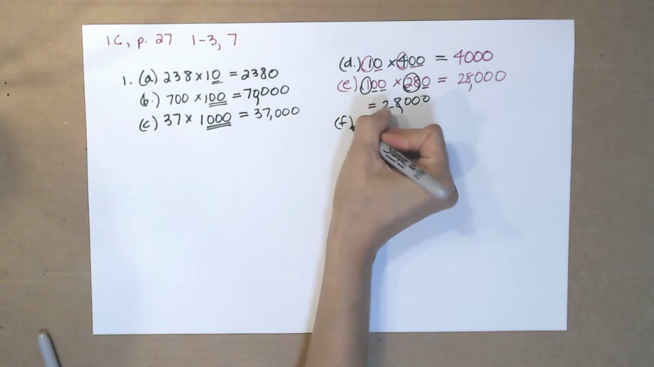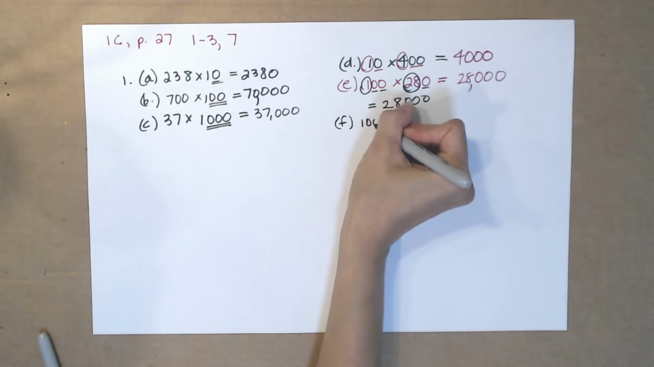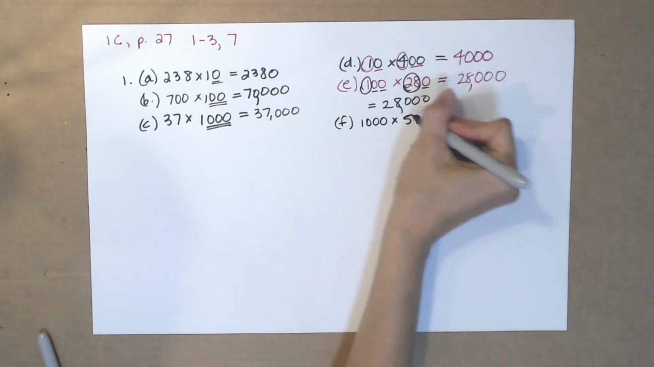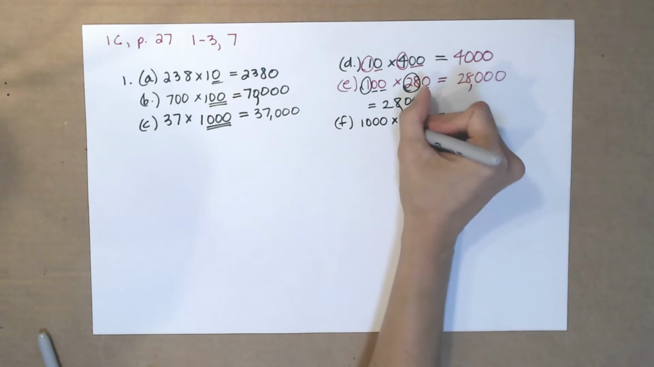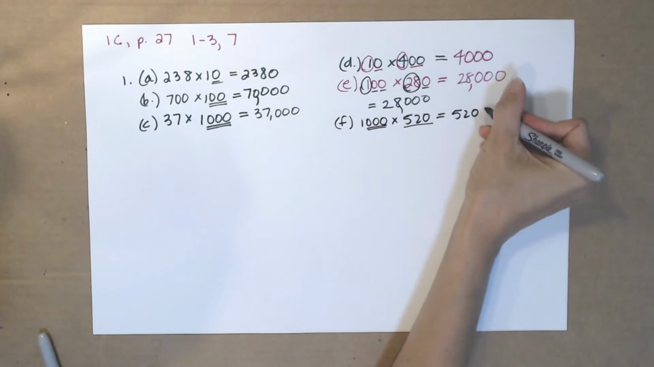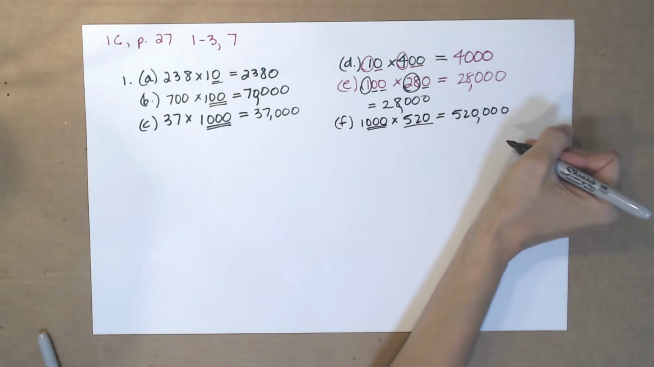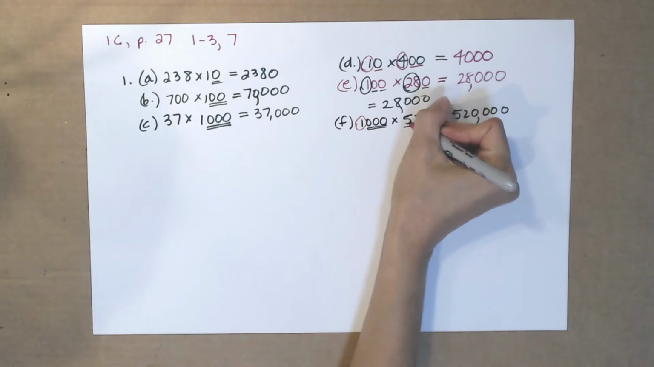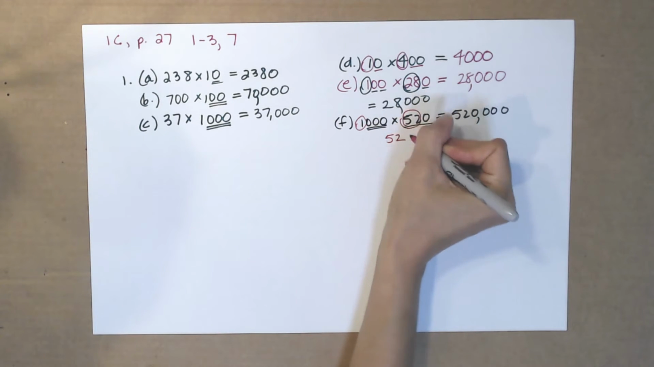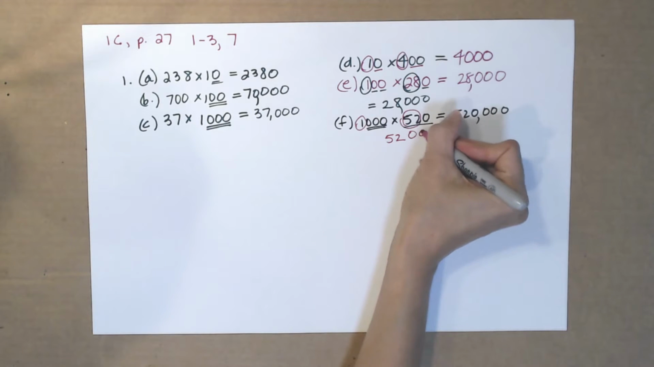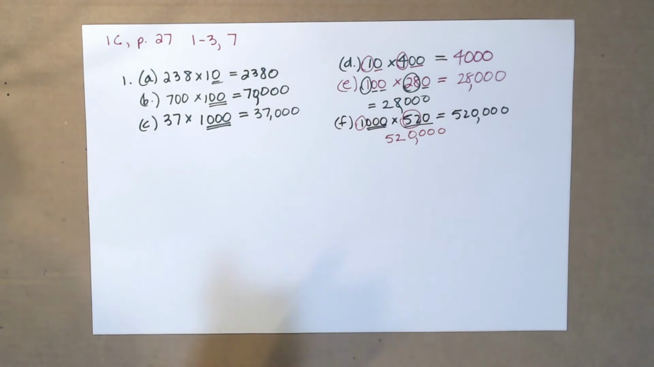Letter F, 1,000 times 520. Again, I can think of this as, let's start with the number 520, add 3 zeros because I'm multiplying by 1,000, and I get 520,000. Or I can think about my leading digits and trailing zeros. 1 times 52 is 52, and add my 1, 2, 3, 4 trailing zeros, and get 520,000.